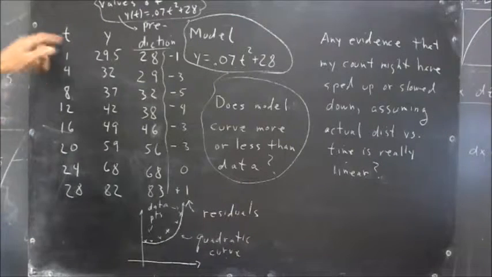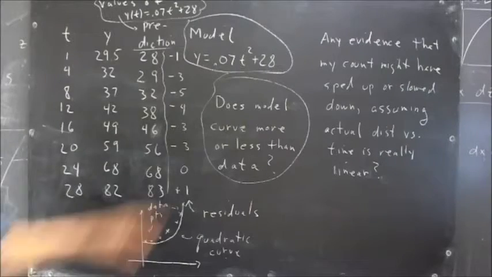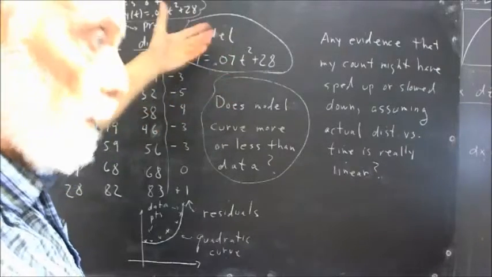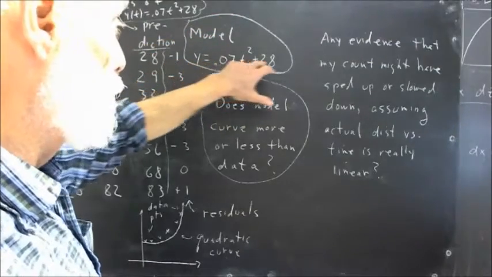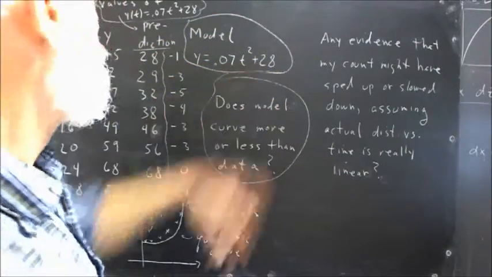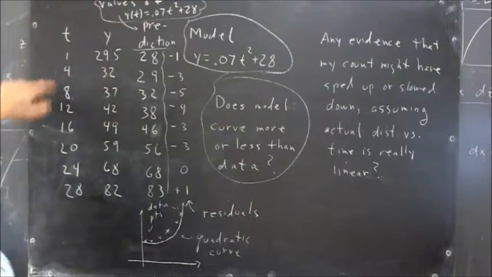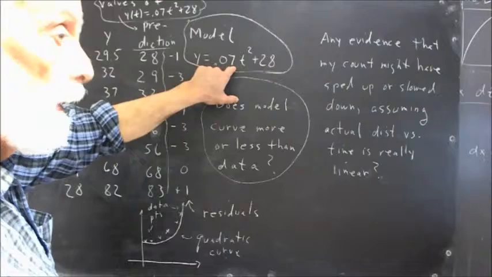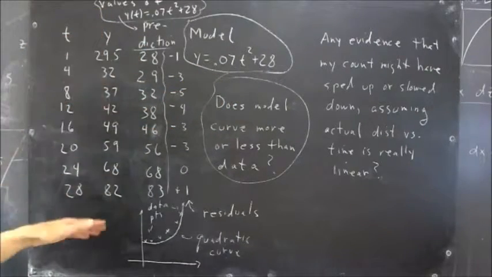Now our data is here again. I've recopied it. And our model, based on what we did, is 0.07 t squared plus 28. Y equals 0.07 t squared plus 28. The question is, if we use these values of t and plug them into the model, do we get the same numbers that we got when we observed?